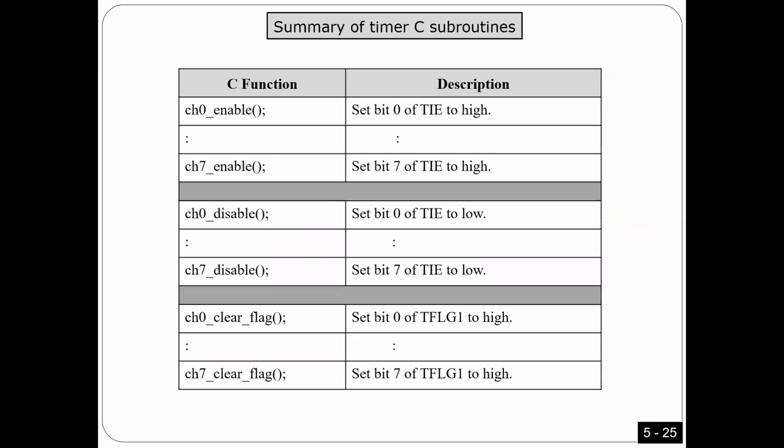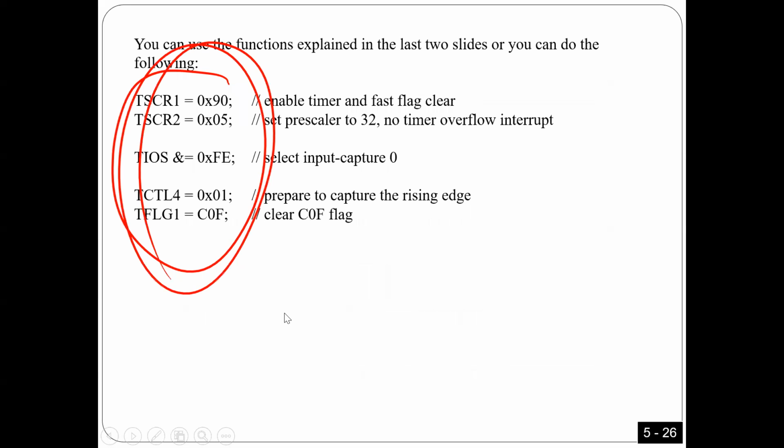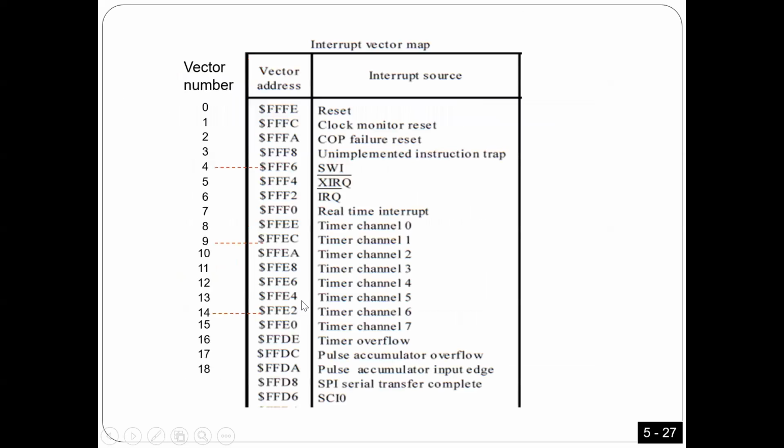Anyway, we also have here subroutines like a channel 0 enable to enable interrupts. For every channel, you can disable interrupts. You can also clear the flag bit this way. Anyway, okay, guys. One more thing we used in C language.